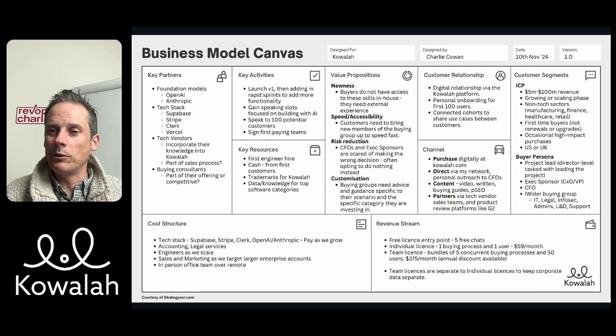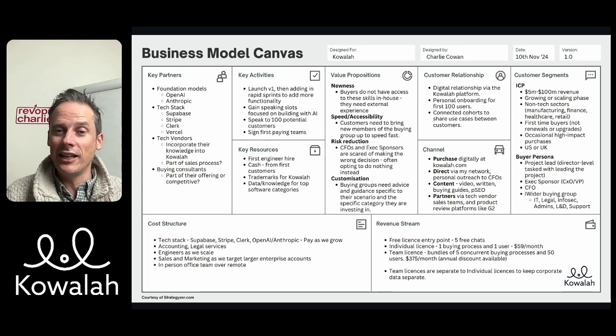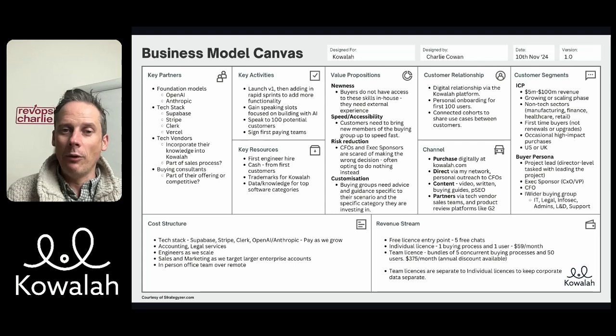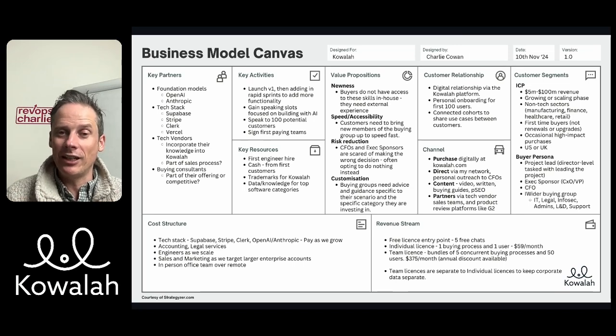So what's our value proposition to those buyer personas? We've got something new that they don't have access to today. It's always available. We can bring people up to speed fast. We're going to remove risk from the buying team's decision, and we're able to customize that around the customer's specific scenario.